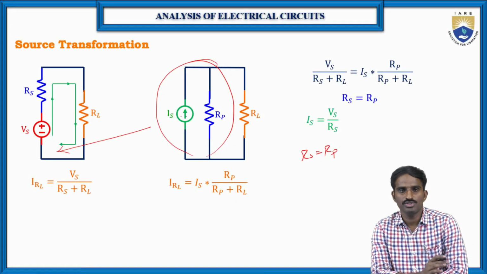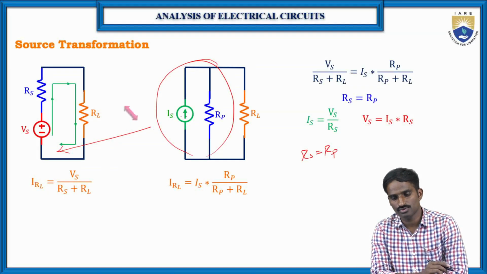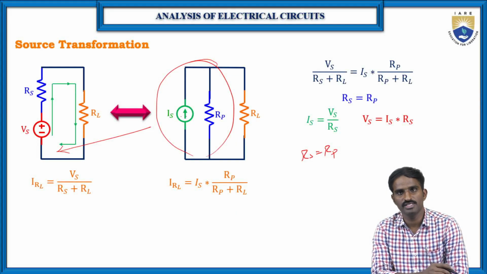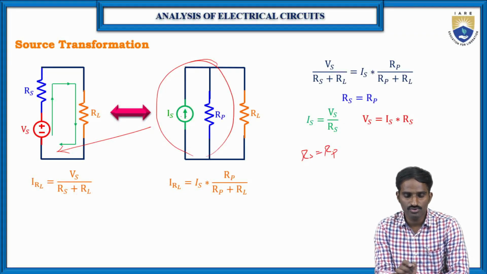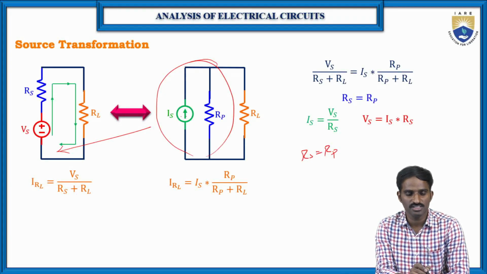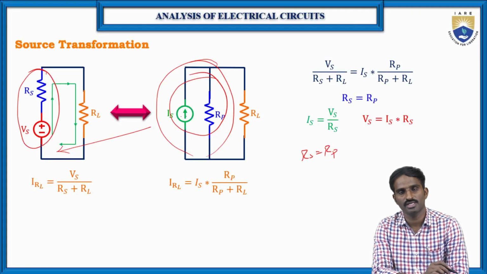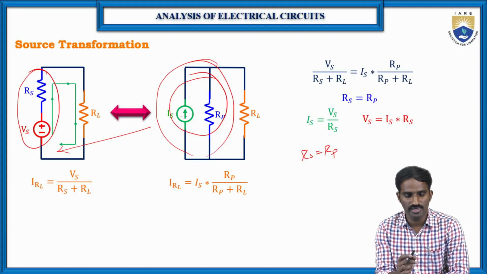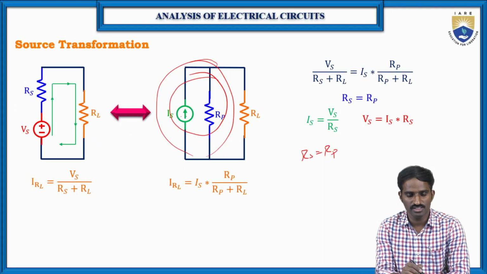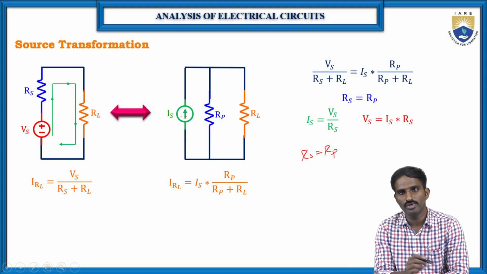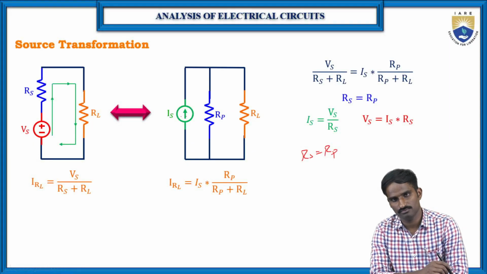So this is the source transformation technique: voltage source to current source and current source to voltage source. Both ways are possible. If you want to convert a voltage source into a current source, then you must have a resistor connected in series with the voltage source. And if you want to convert a current source into a voltage source, then you must have a resistor connected in parallel with the current source. Then only, because this combination is called a practical voltage source and this combination is called a practical current source. That's why, as I mentioned, only practical voltage and current sources can be transformed from voltage to current source and current to voltage source.